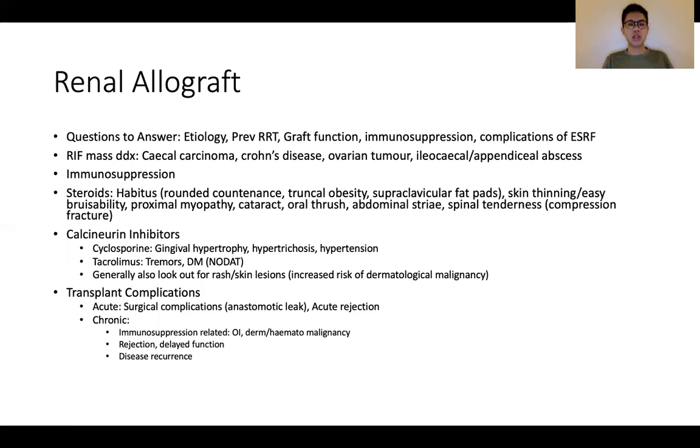And transplant complications can be classified as acute or chronic. Acute can be due to surgical complications, rejection, and chronic you can get immunosuppression-related complications, delayed rejection, and disease recurrence.